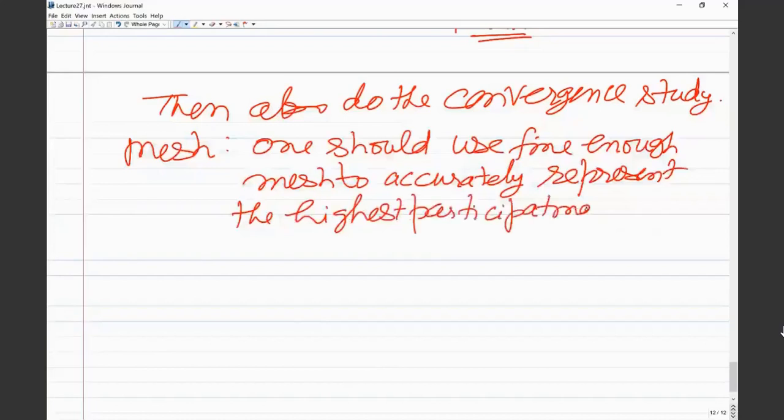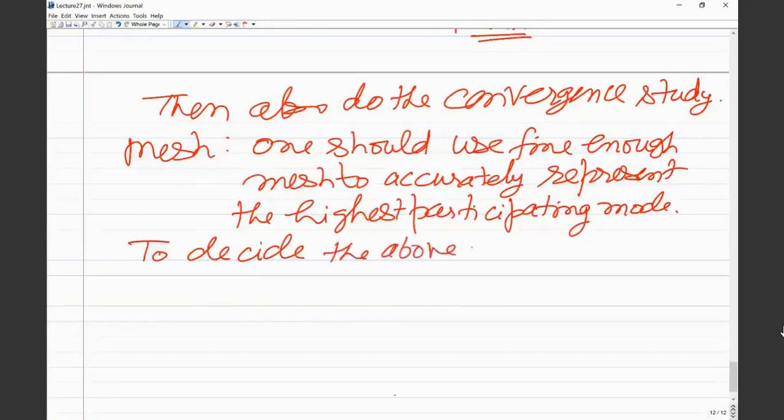So how can you ensure this? That what mesh is to be used? See, because now in dynamics problem, when you want to do the time integration, that is more time consuming than the corresponding solution of eigenvalue problem. So actually for this, you depend on the eigenvalue analysis. To decide that the mesh is fine enough to represent the highest participating mode in the dynamic response, you do the following.